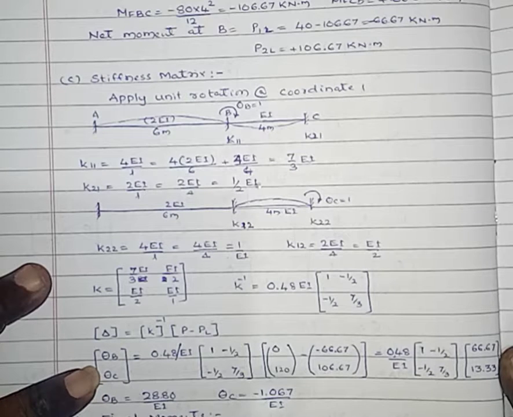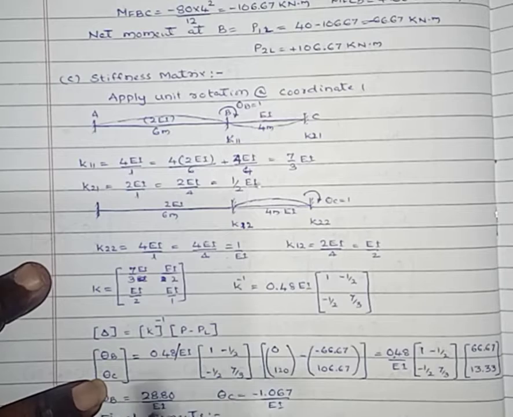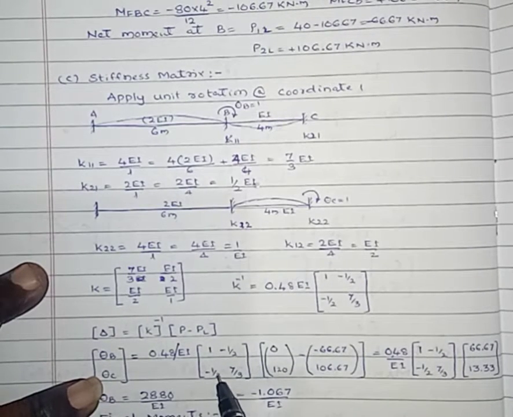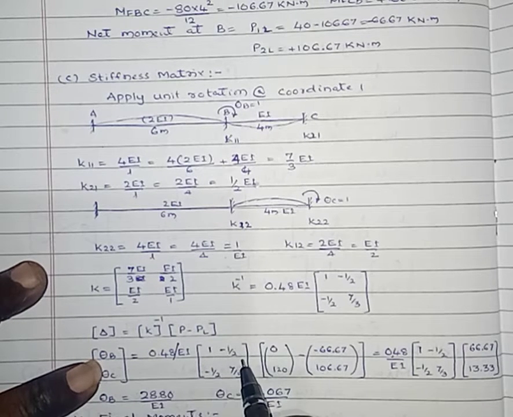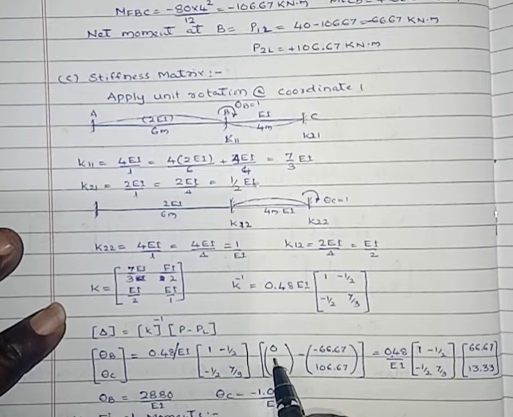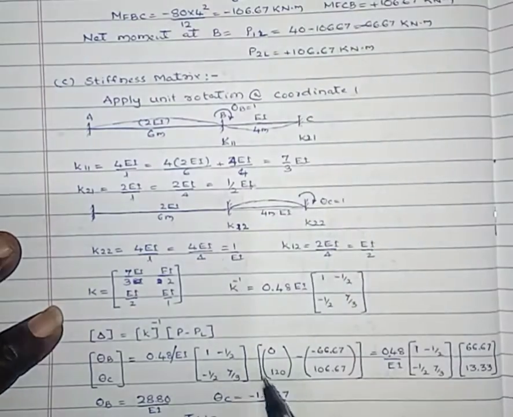Then here we have theta B and theta C as the redundants. Then we have calculated the inverse of the stiffness matrix. The elements are 0.48 by EI, the elements are 1, minus half and 7 by 3, into the load due to any external loads. That is, we have converted this overhanged portion into the actual moment.